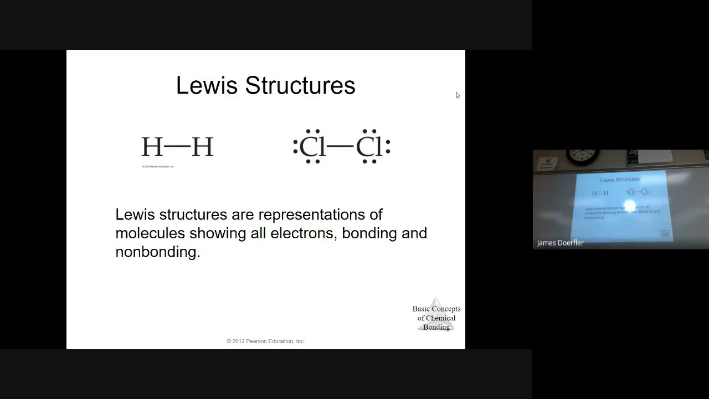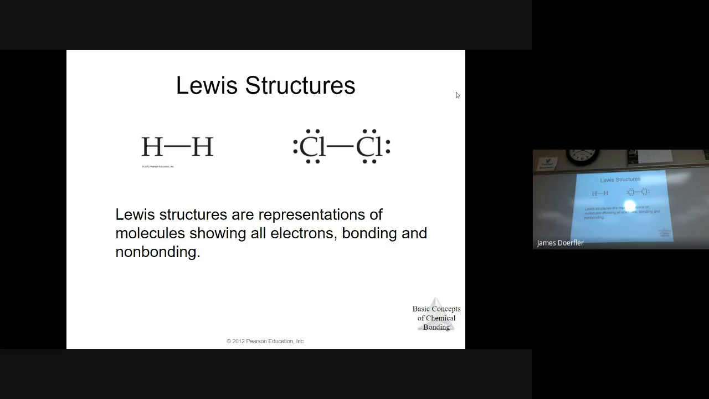But in chlorine, each chlorine only needs 1 electron. So they borrow 1 from each other, and we connect them with a line. But we still have 6 other valence electrons that are non-bonded. So we have to continue to represent those non-bonded electrons with the dots, okay?